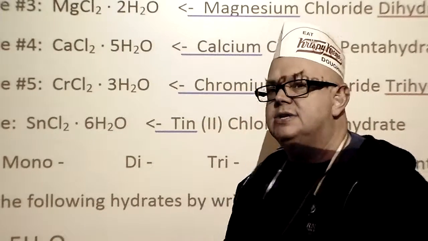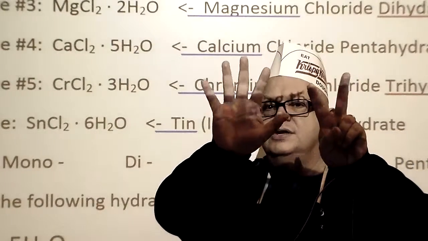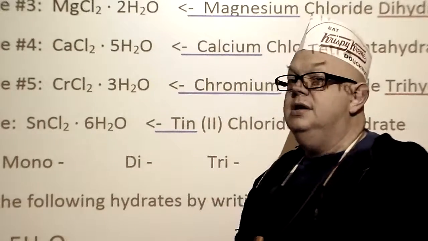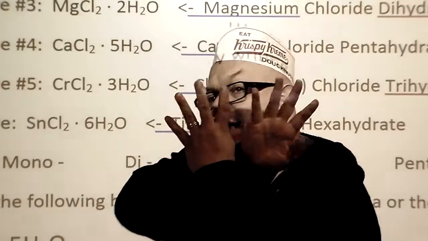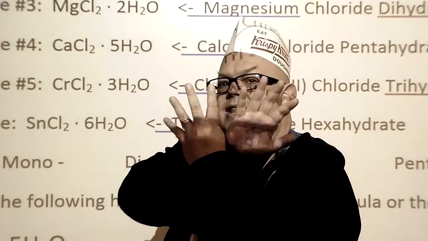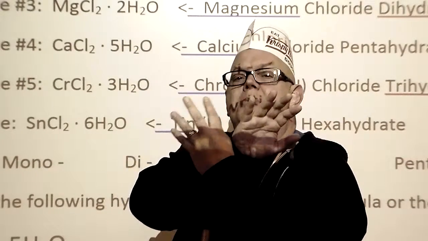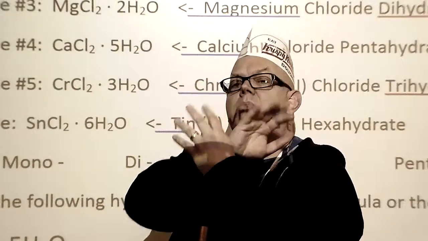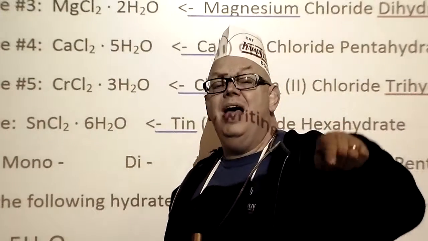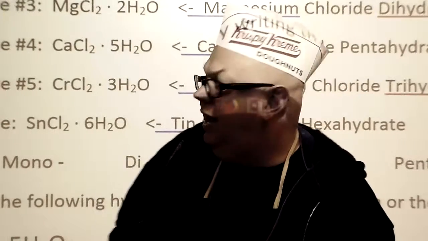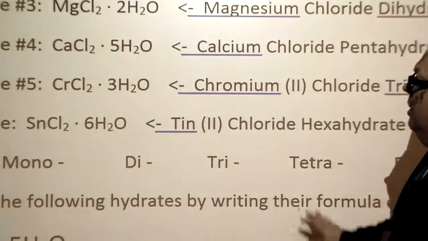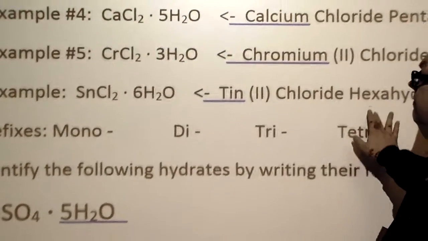So mono is 1, di is 2, tri is 3, tetra is 4, penta is 5, hexa is 6, hepta is 7, octa is 8, nona is 9, and then deca means 10. Hydrates. Okay? So let's move on here.